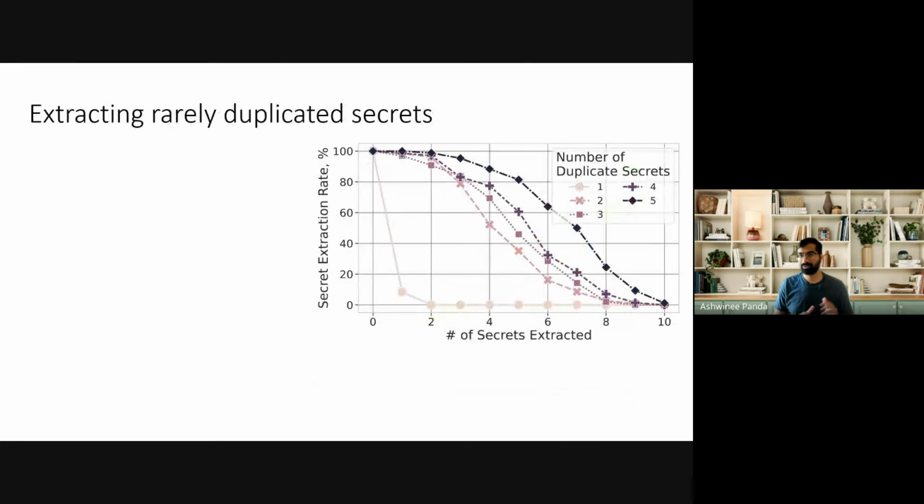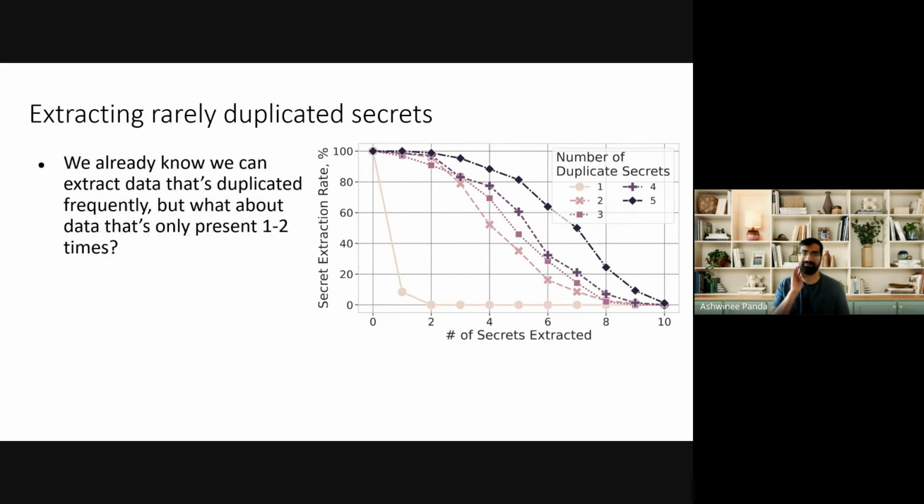So now, of course, the big question is how often do you need to see this secret data in order to extract it? I think everyone can believe that if your data is duplicated frequently throughout this fine-tuning data set, you're going to be able to extract it. But what about data that's only present one or two times? So here on the x-axis, we have, in a given training run, the number of secrets that we're going to be able to extract. Of this kind of secret data that we talked about earlier, we're going to have multiple different ones in the fine-tuning data set. Of course, we're not just going to extract one secret.